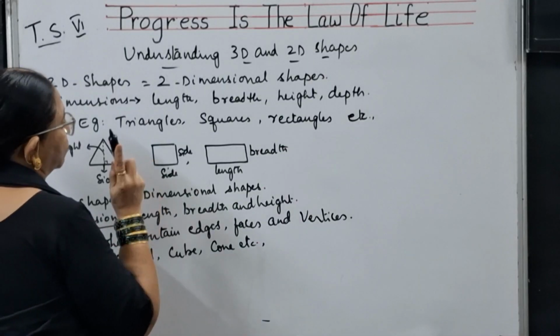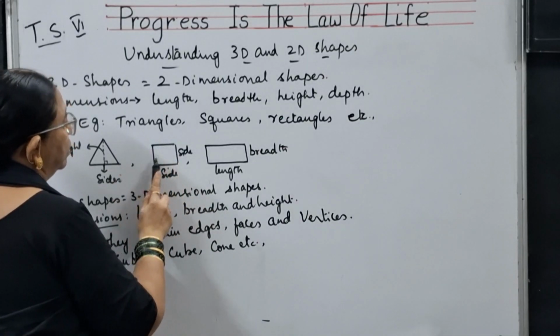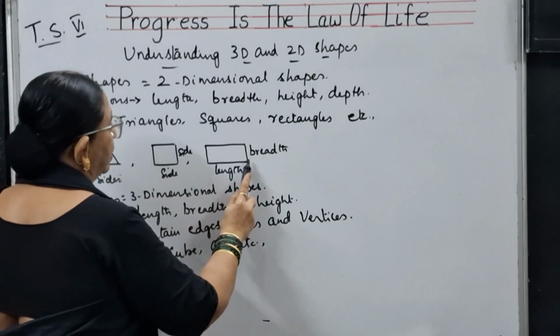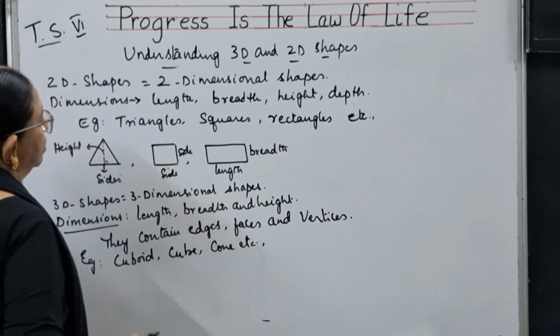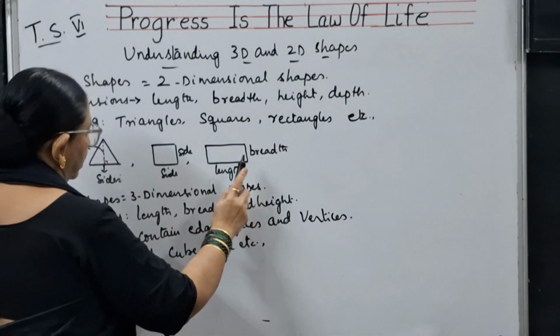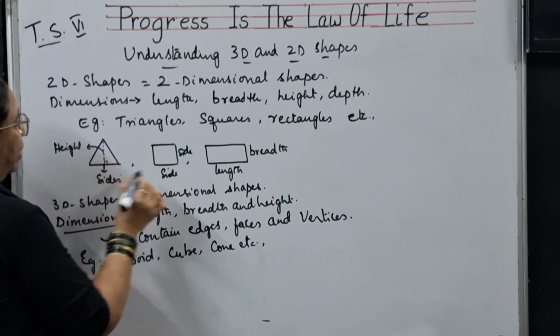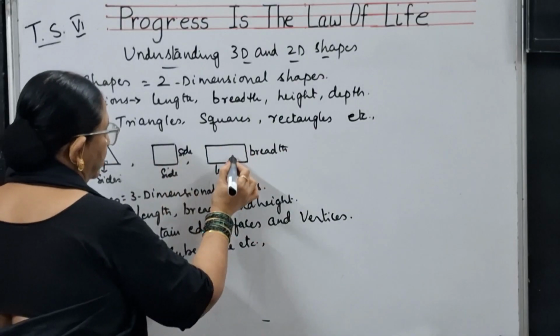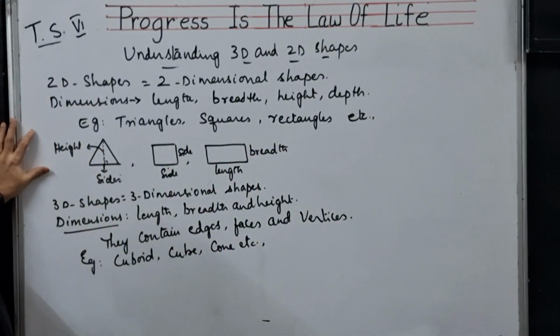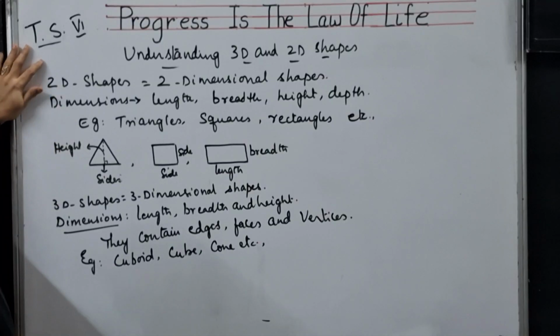So here this is square. Square will have only four sides, and rectangle, it has got length, breadth. Okay, so we consider this as a triangle, this is a square, this is a rectangle. So these are the figures which you can give as an example for two-dimensional shapes.